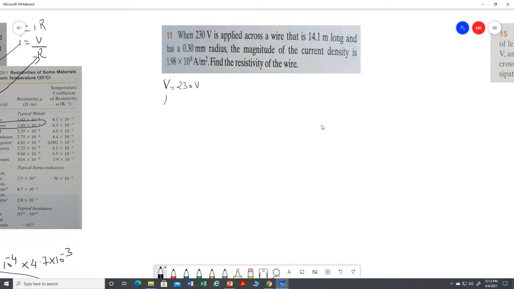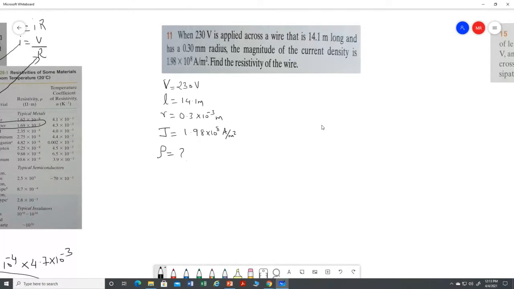And what is the length of the wire? 14.1 meter. And what is the radius of the wire? The radius of the wire is given as 0.3 millimeter. So we have to convert it to meter. So I have to multiply by 10 to the power of minus 3 meter. And then the current density value is given. What's the value? 1.98 multiplied by 10 to the power of 8 ampere per meter square. So what do we have to find? We have to find the resistivity of the wire.